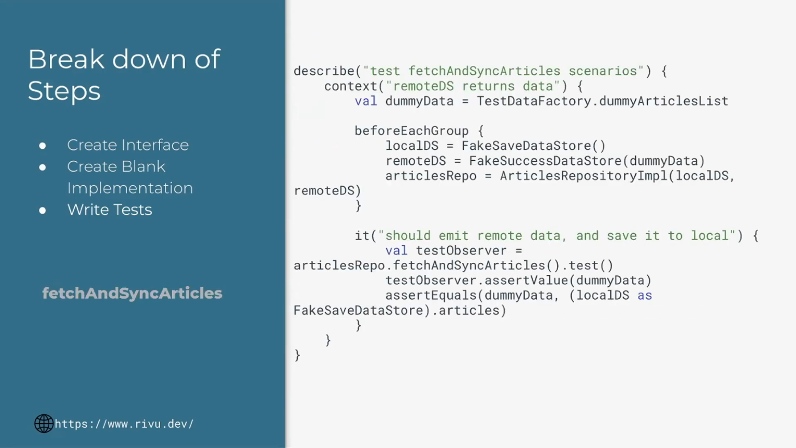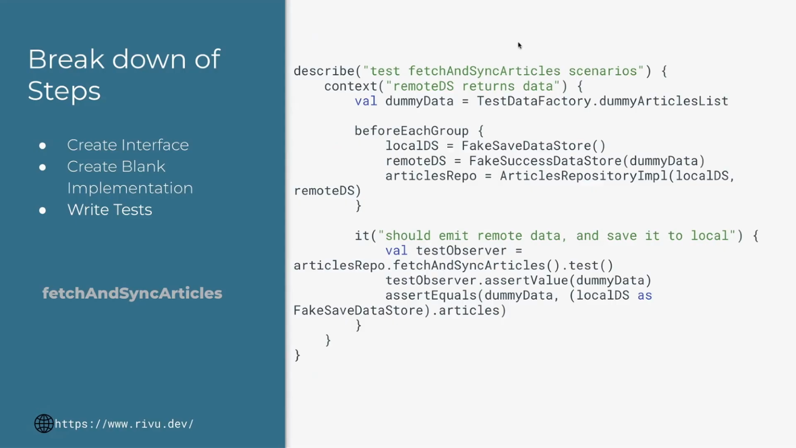So let's test fetch and sync articles first. As I said, this describe will hold all the test cases for this particular function. Here I have only one scenario: the remote data store returns some data. What will happen then?